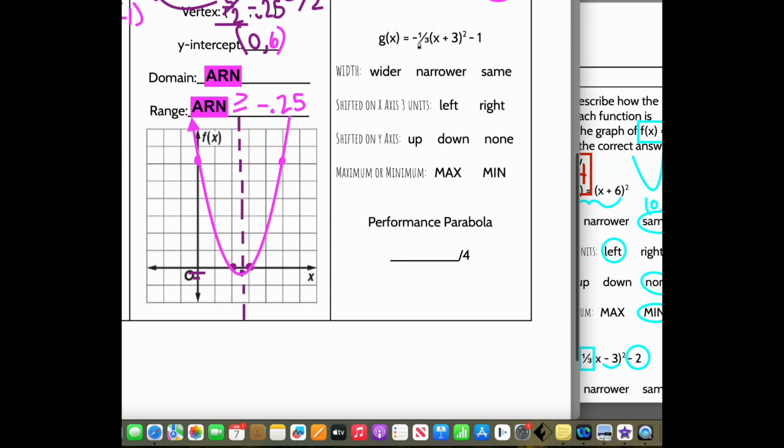For the second one, we have a negative a value, which means it's going to be a maximum, and it's a fraction between 0 and 1, so it's going to be a little bit wider than our parent function. The plus 3 right here tells me that it's going to shift 3 units to the left on the x-axis, and this constant negative 1 means it's going to shift down on the y-axis.